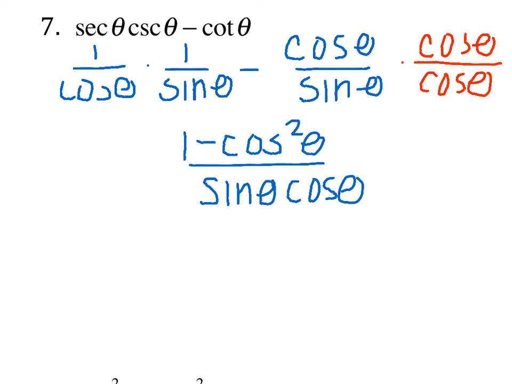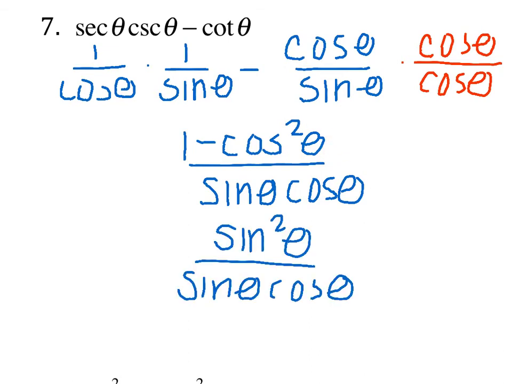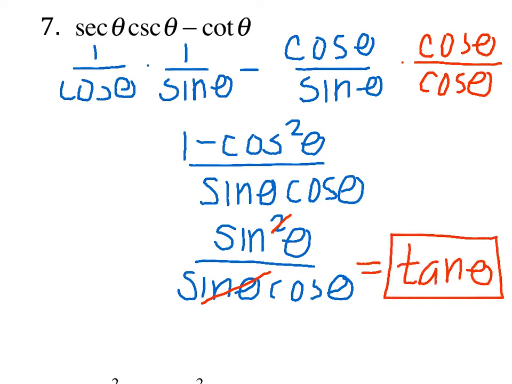I know 1 minus cosine squared fits our Pythagorean identity, so I can replace it with sine squared. At this point, I notice that my squared and my sine cancel each other out. I'm left with sine over cosine, which if I want to write as a single term, would just be tangent.